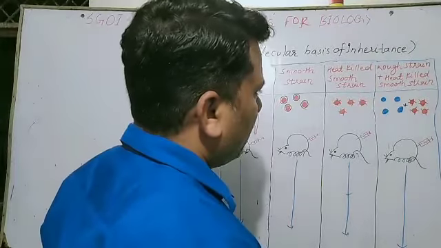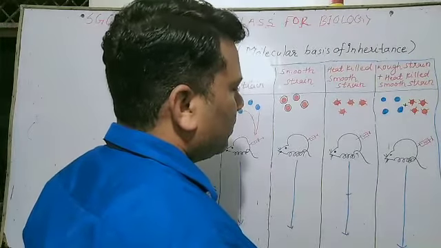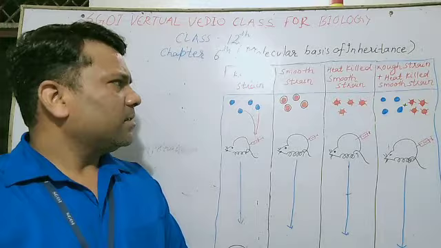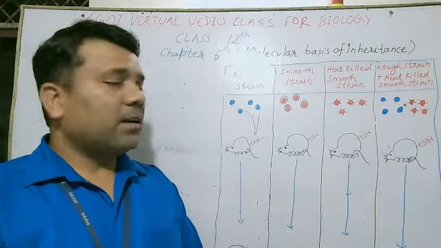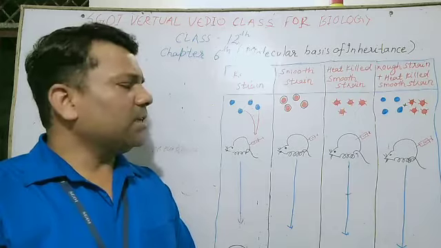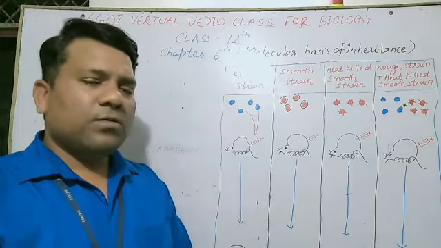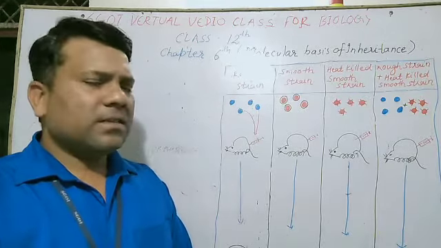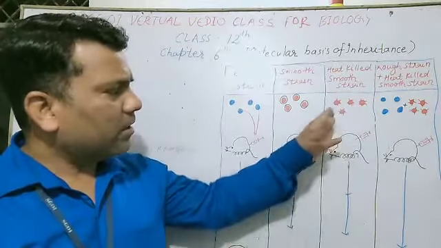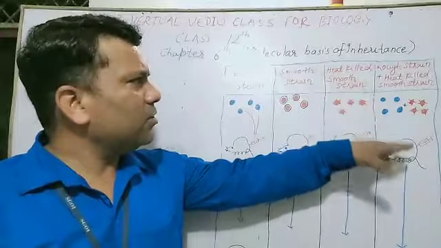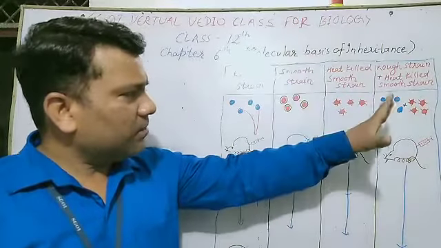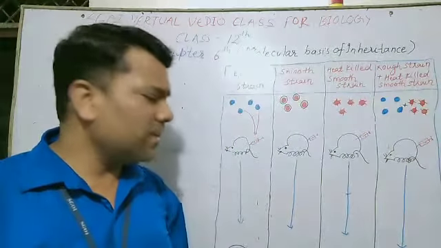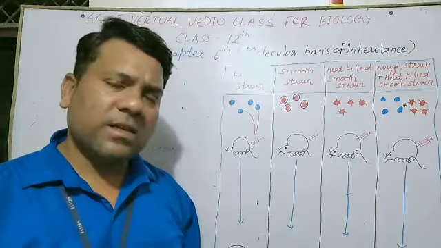So here, what conclusion comes? When the heat killed smooth strain and rough strain are taken together and injected into the mice, the mice will die. So Griffith says that something from the smooth strain of the Diplococcus pneumoniae passes into the rough strain, and this rough strain shows the nature of virulence in the mice. So the mice dies.